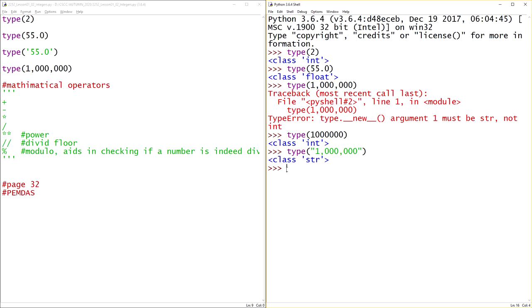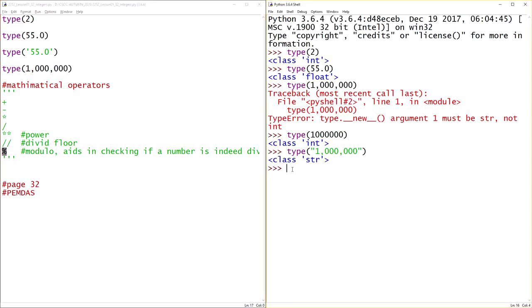So moving along to mathematical operators. Python has a couple built in. More than a couple, but these are the primary ones. We have addition, plus, minus, multiply, divide, power, the power of, divide floor, which basically rounds down to the integer, and then the modulo, which just gives you the remainder of a division operation.